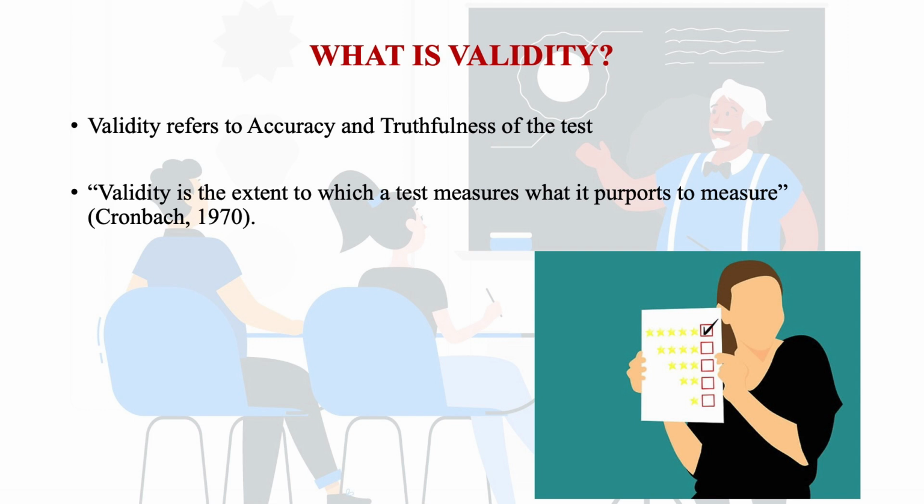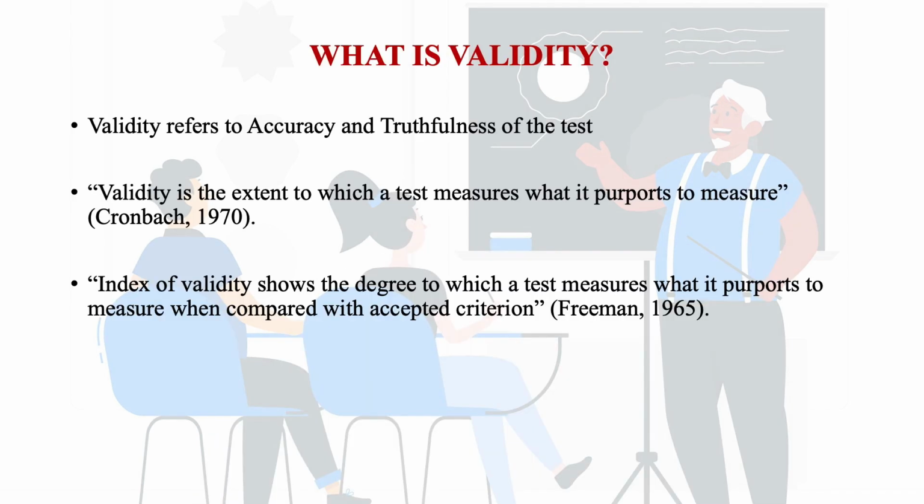And if I discuss two definitions, that is as per Cronbach 1970, and then as per Freeman 1965, you will understand better what the concept of validity is. As per Cronbach 1970, validity is the extent to which a test measures what it purports to measure. That means there is a certain objective, a certain purpose. If your test is measuring or fulfilling the very purpose for which you have developed the tool, then you can say that it is a valid tool.